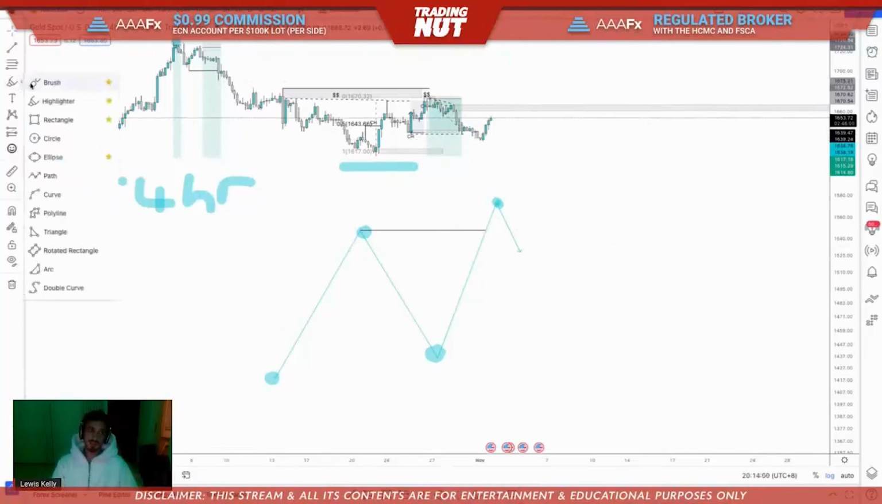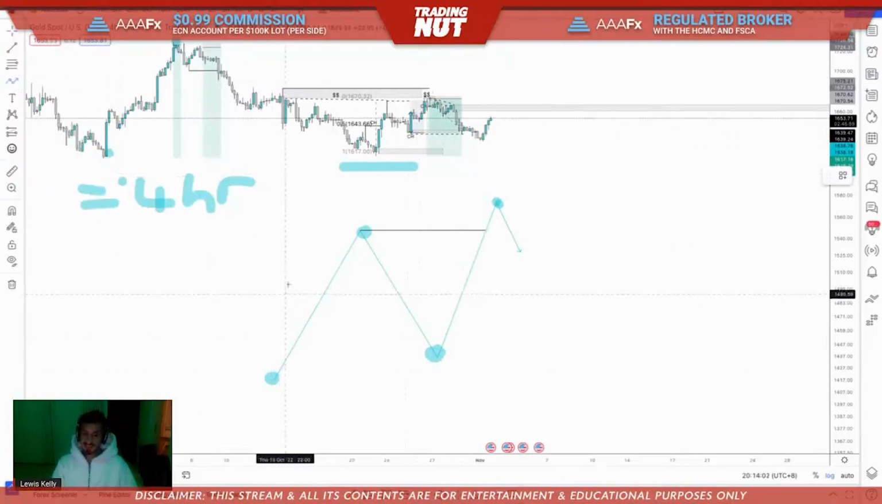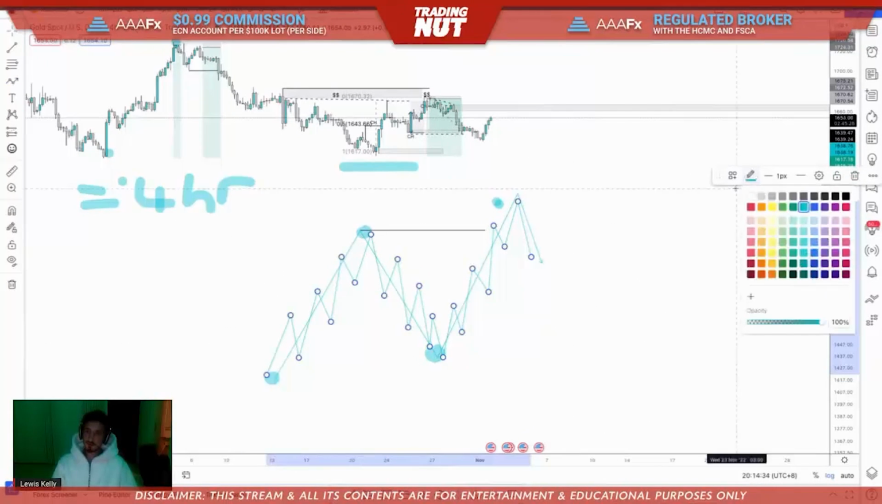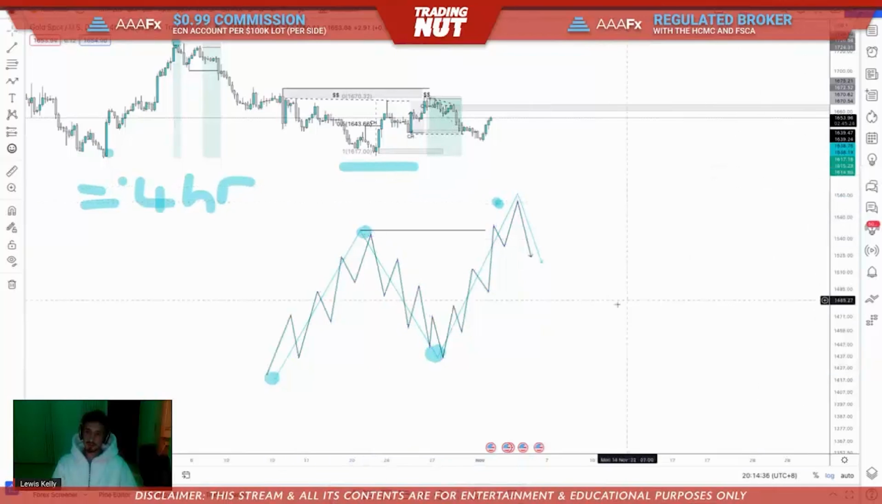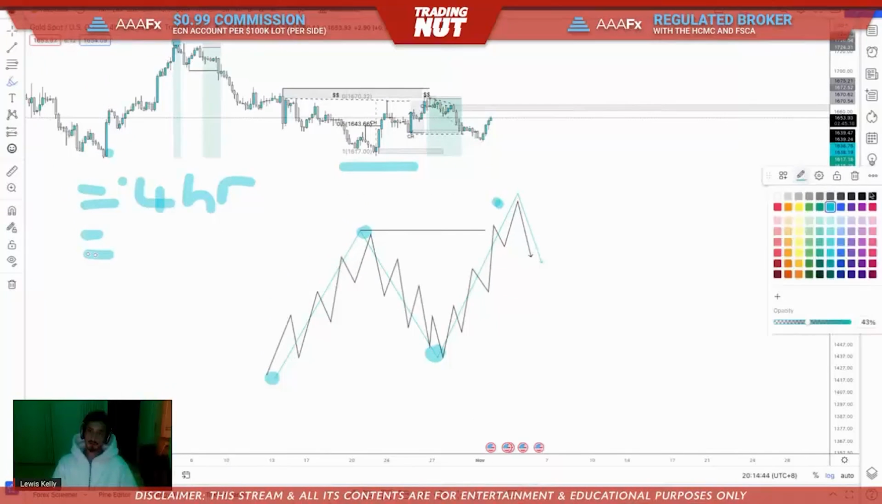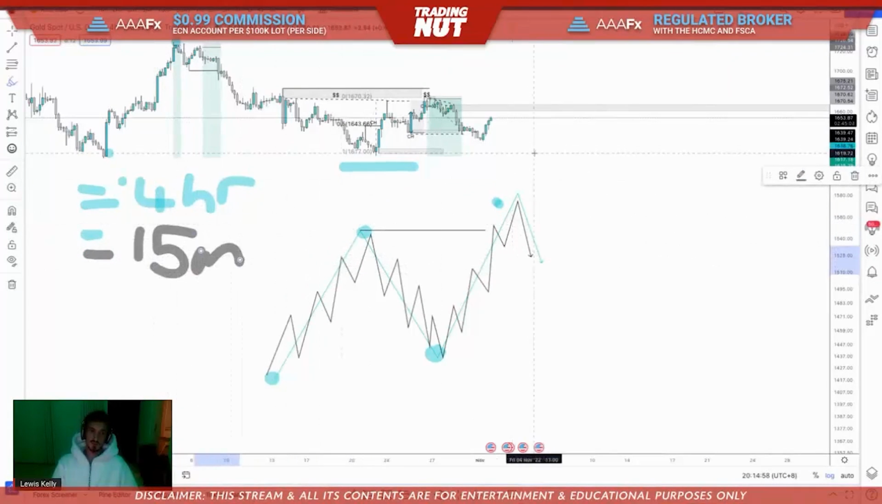But then let's say we perceive this same piece of price action, but now we perceive it on a 15-minute. So the 15-minute time frame is literally just going to look like this, right? The black. So now let's say that the black represents the 15-minute, the blue represents the 4 hour.